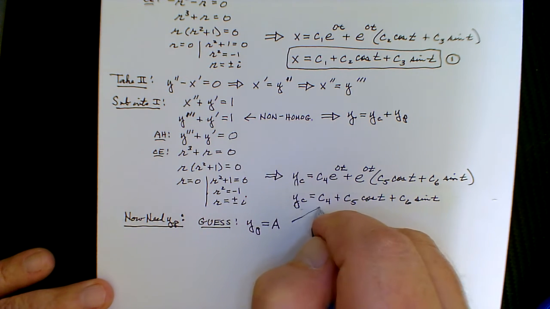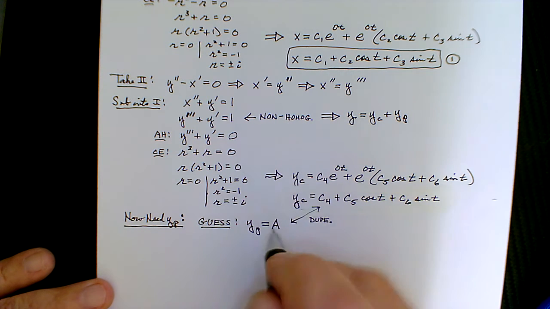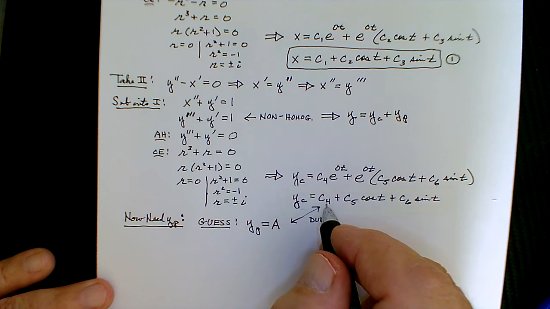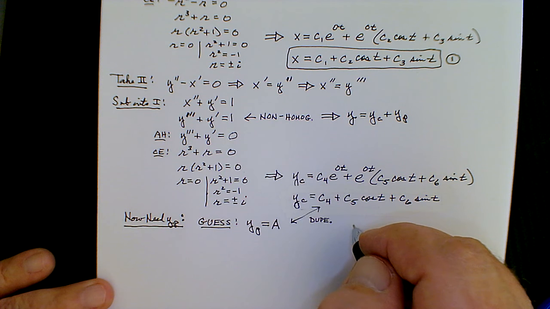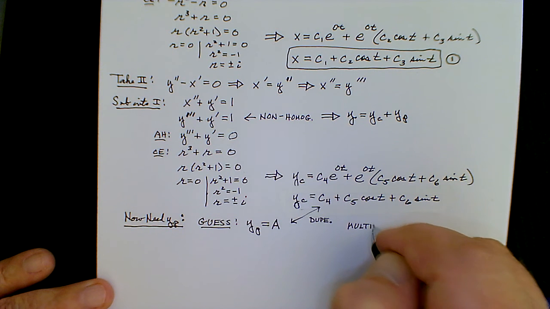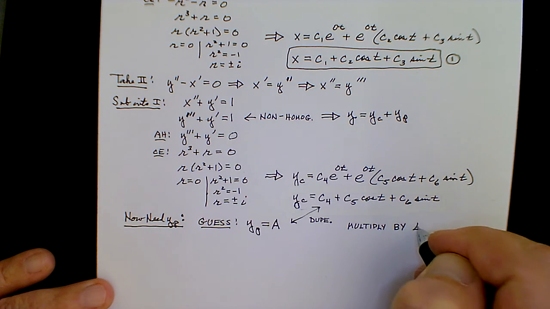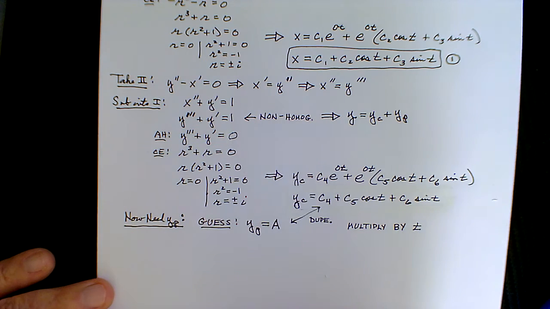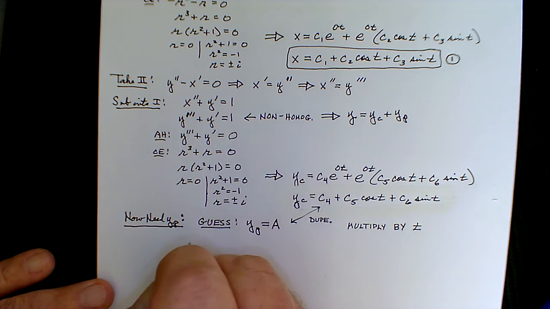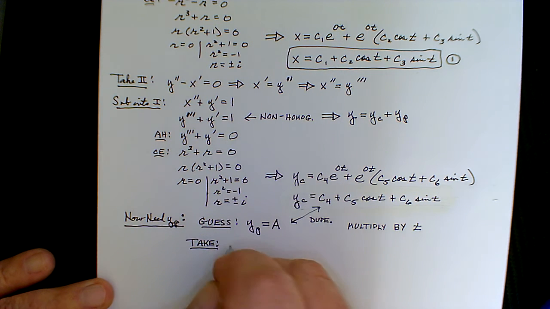But then when we make our comparison, we see that there's a duplication. So there is a dupe. And that is because C4 is just a constant. So therefore, we have to multiply by the least power of t. That's going to cause it not to be a duplication, and that would just simply be t to the first. So then we could take our y sub p to be A times t.